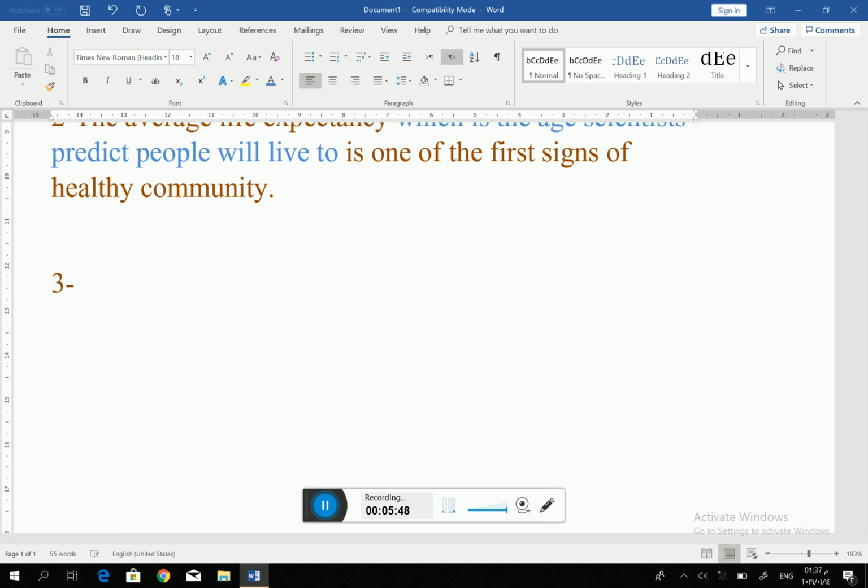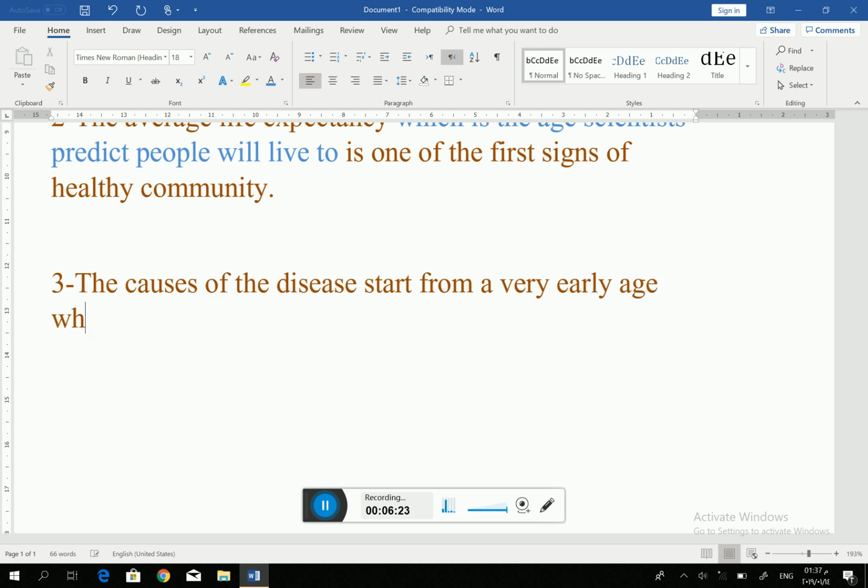Number 3. When I say the causes of the disease, the causes of the disease start from a very early age, when children are creating their eating habits or eating routines.